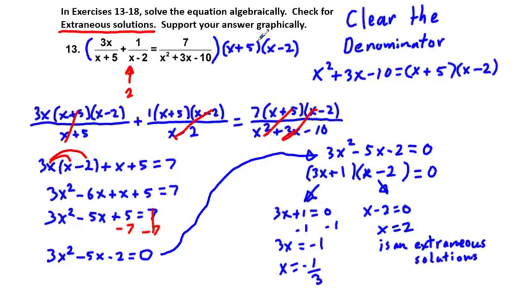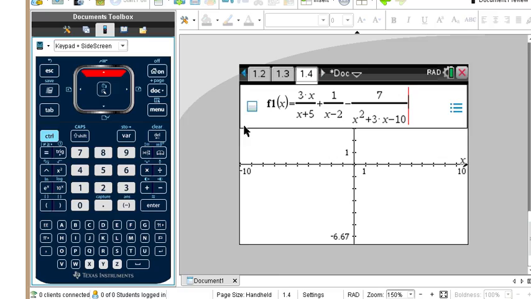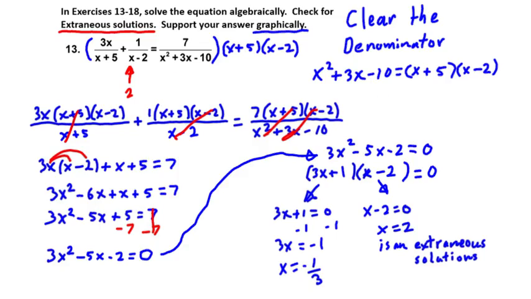The last thing we're going to do, it says support your answer graphically. And for graphical support, we have this calculator. I had installed this equation earlier, and before I press enter, let me just explain. The way to solve these equations graphically, the best way I've found, is if you set one side of the equation equal to 0. So to do that for this original equation, we're going to have 3x over x plus 5 plus 1 over x minus 2. And then we want to set this right side equal to 0. And to do that, we subtract this 7 over x squared plus 3x minus 10. And having done that, we've set this thing equal to 0.